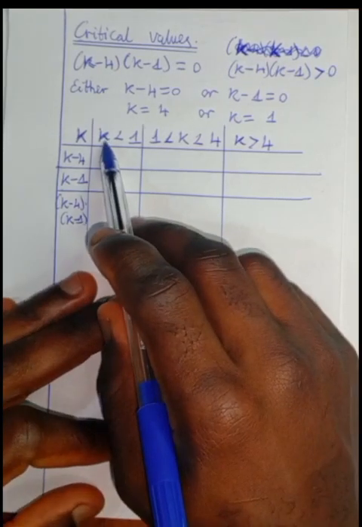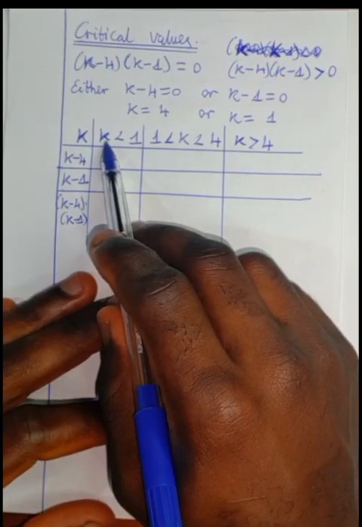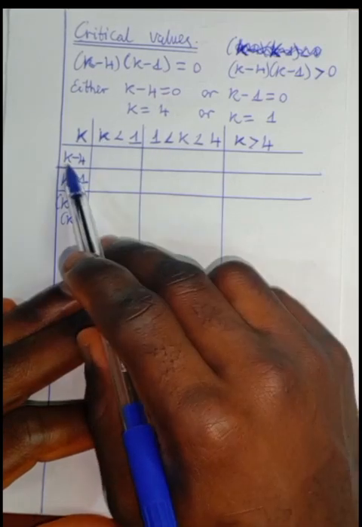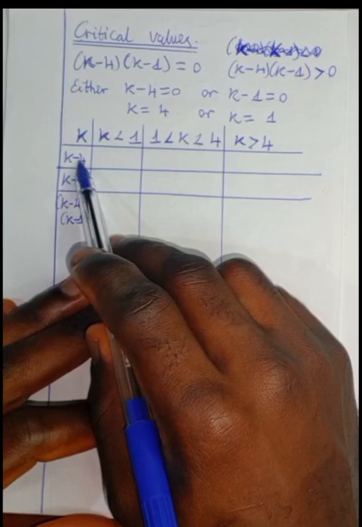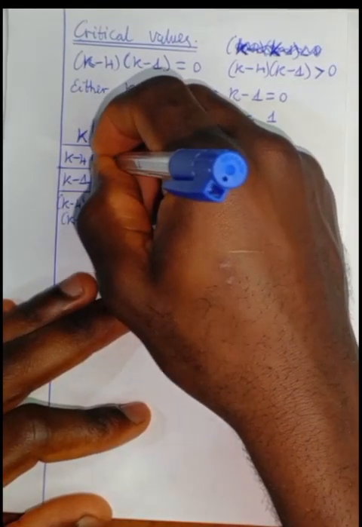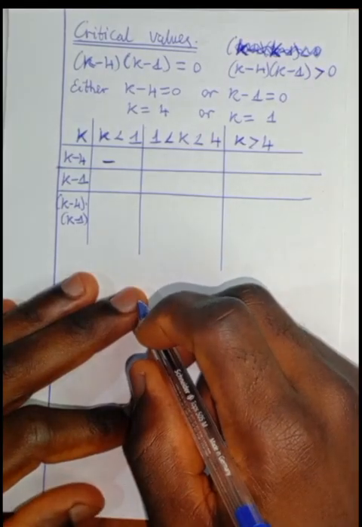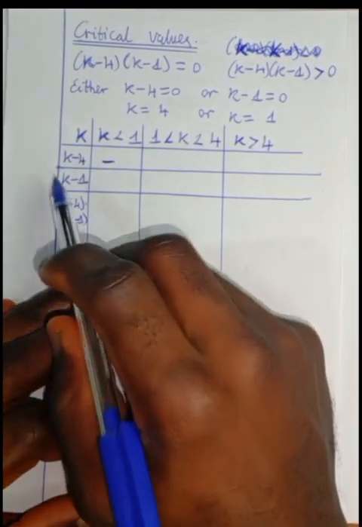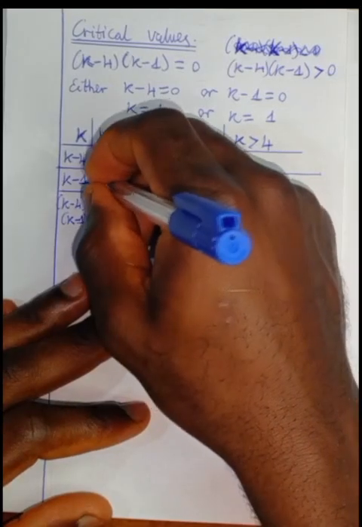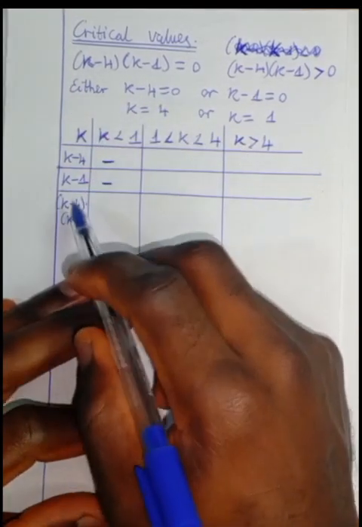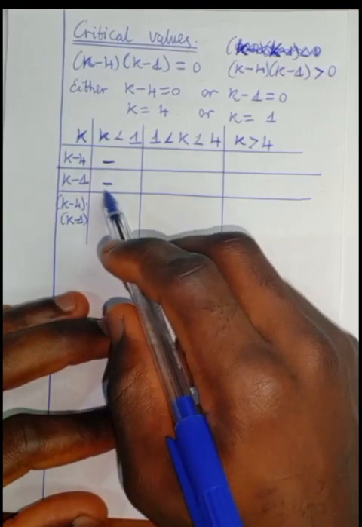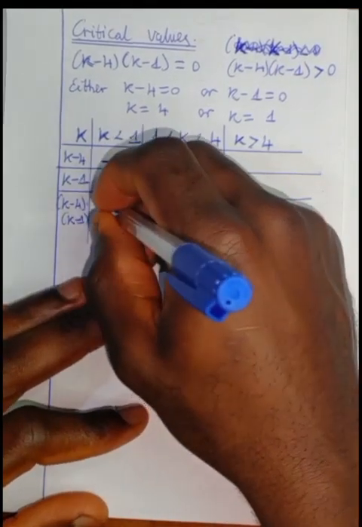So if we take, for example, 0, which is less than 1, we take k to be 0. If we take 0 minus 4, the answer is negative 4. The sign will be negative. I'll put a negative sign here. Still using 0, 0 minus 1 gives us negative 1. The sign will be negative. We know down here we have k minus 4 times k minus 1. So we take negative times negative. The resulting sign will be positive.